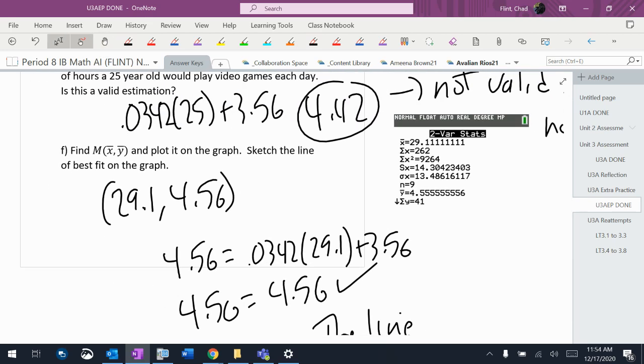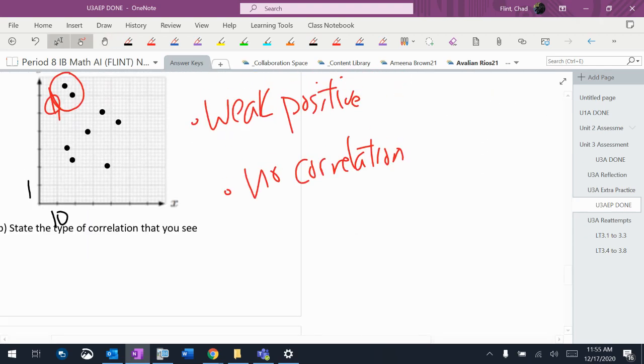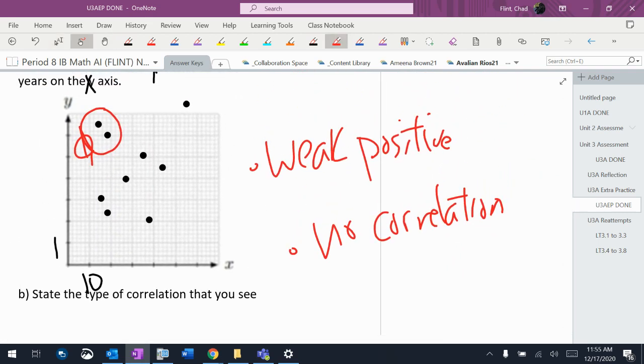So it says plot the point on the graph. So 29 and 4.5 is basically what we're looking for. So 29, 1, 2, 3, 4, 5. So it's right about there. I'll put an M on it.